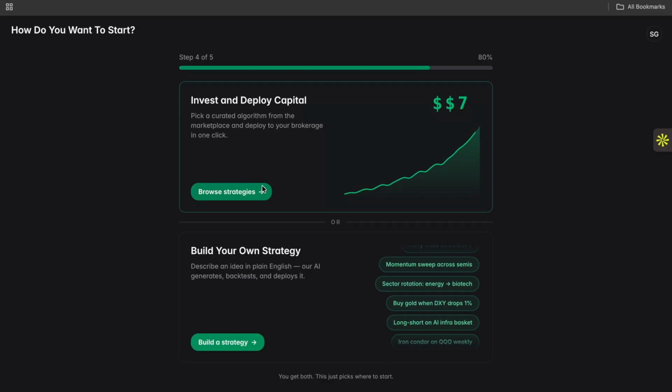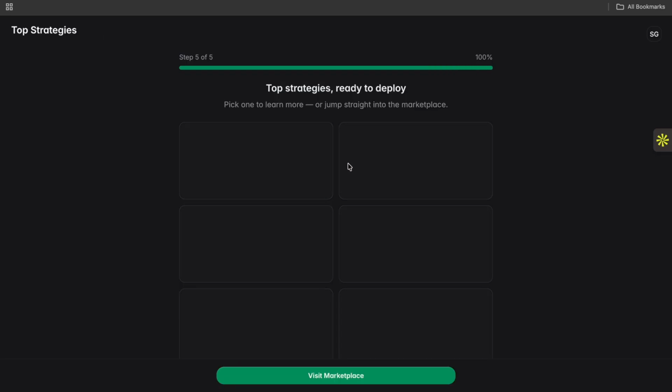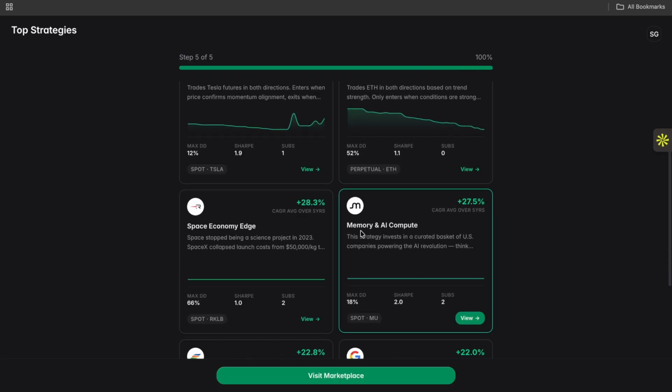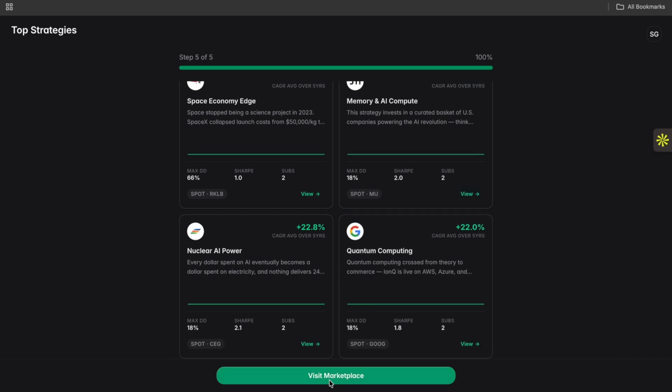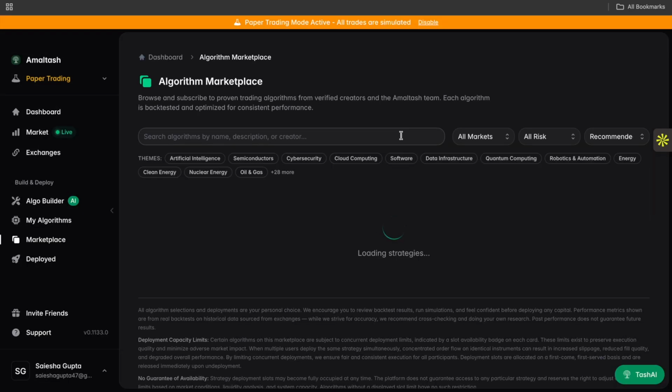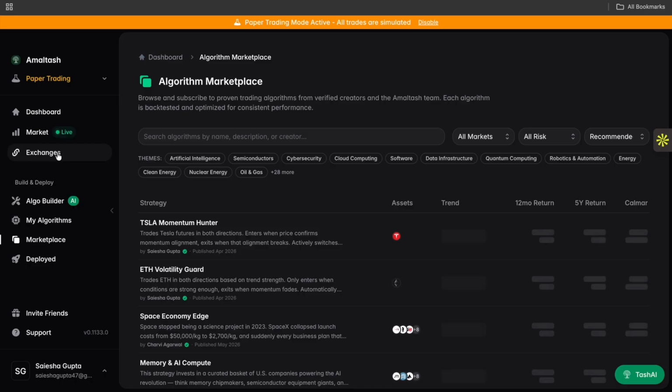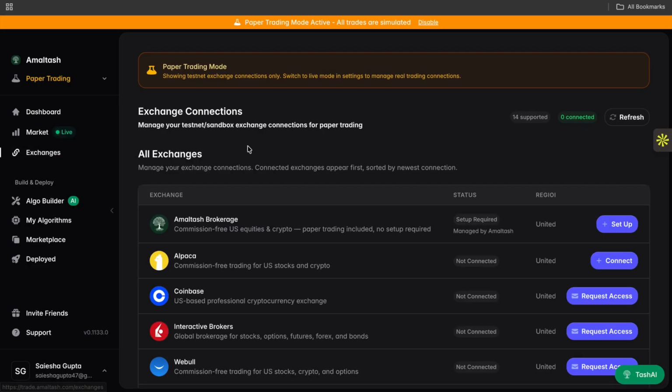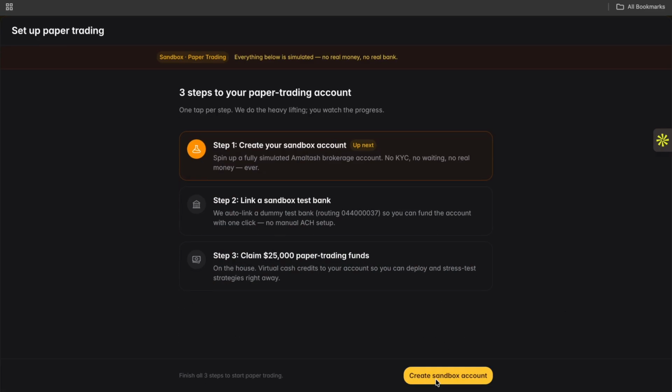can get free access. Next, browse our strategies on our marketplace to get an idea of what we have to offer already. Before anything else, connect your paper trading account by clicking on Exchanges. Here, follow 3 simple steps so that you'll be able to paper trade.